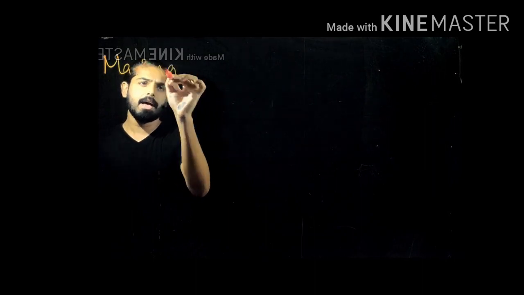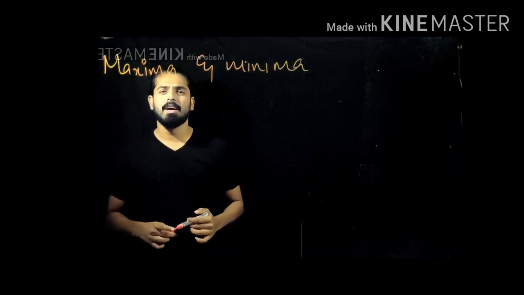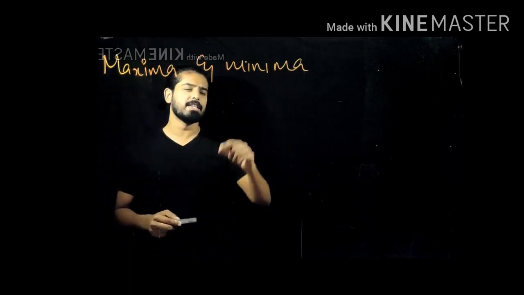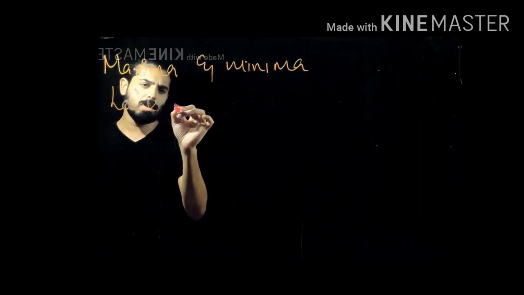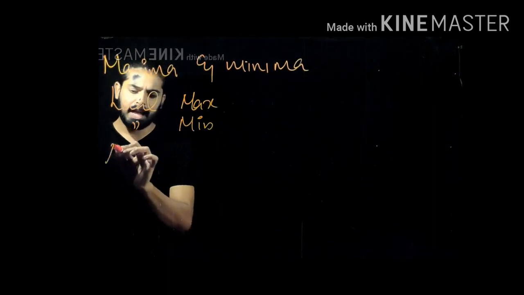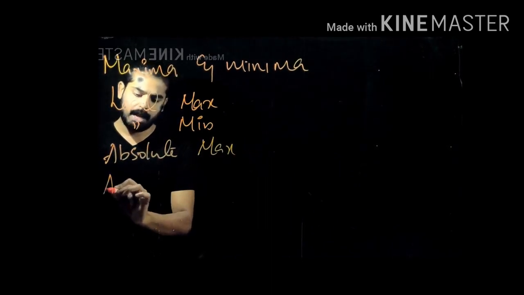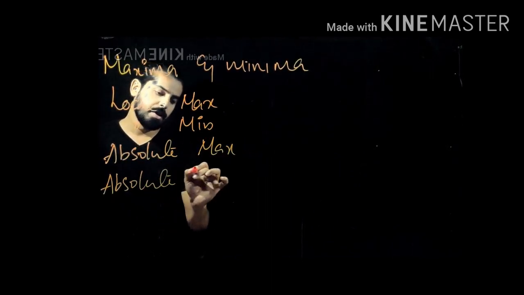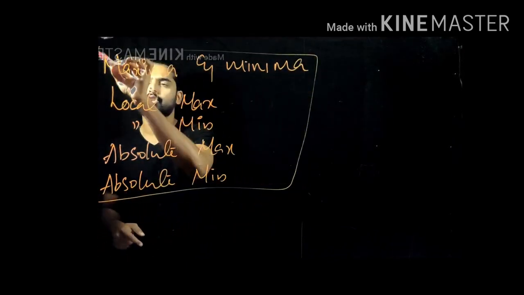And the name of this concept is maxima and minima. Let's check what are the things that we have to learn in this maxima and minima. So local maxima, local minima, absolute maxima, absolute minima. These are the things that we have to learn in this topic.